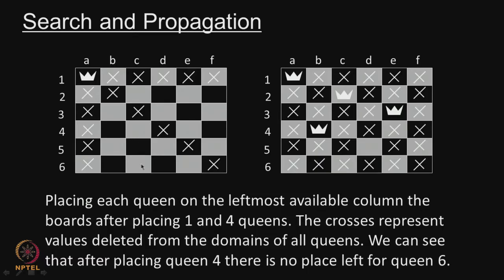Now, searching would simply say try queen 1 on column a, then try queen 2 on column b or something, and this kind of thing, but the moment you place queen 1 on column a, as you can see on the figure on the left hand side, you know that you can't place queen 2 on column a or b, you can only place it on column c. So, this is some reasoning which is being combined with search, and on the right hand side figure you can see that after you have placed 4 queens, there is no place left for queen number 6. So, you might as well backtrack from this place itself.